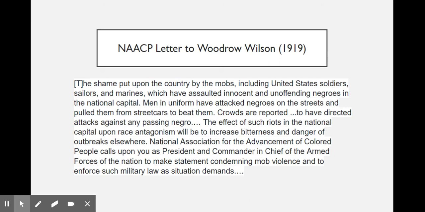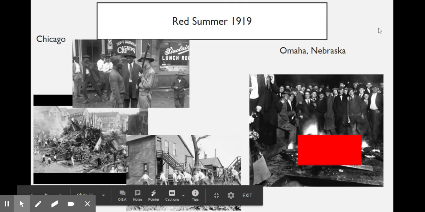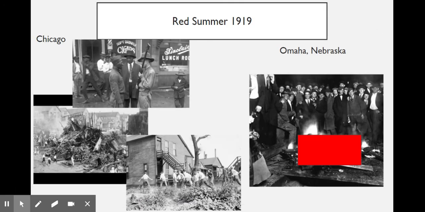And it needs to understand that African American men who return from overseas, they're in uniform and being attacked and being mistreated. And that, if nothing else, as the commander in chief of the armed forces, you at the very least need to be standing up and speaking out in defense of these soldiers who are returning. And it fell on deaf ears. Woodrow Wilson had no interest in any kind of racial equality.